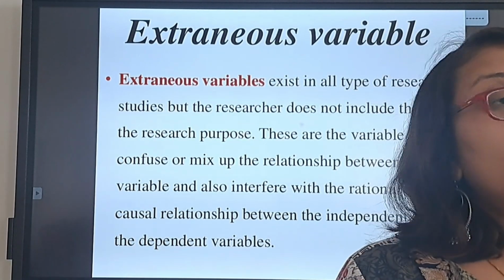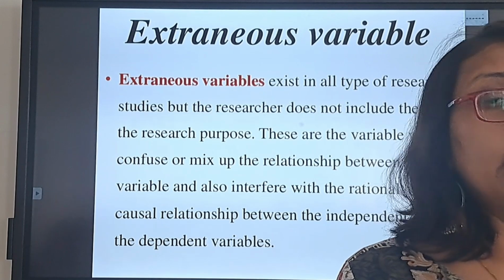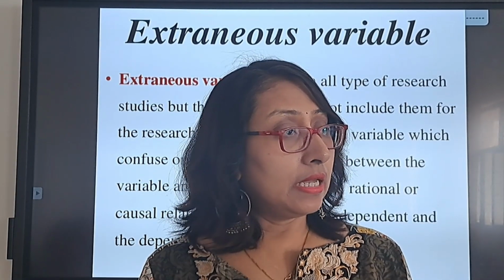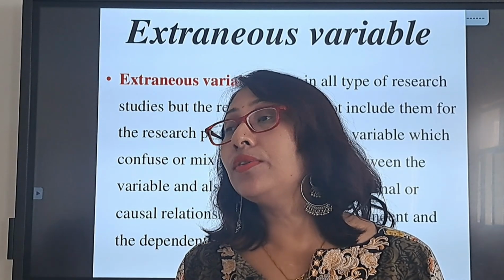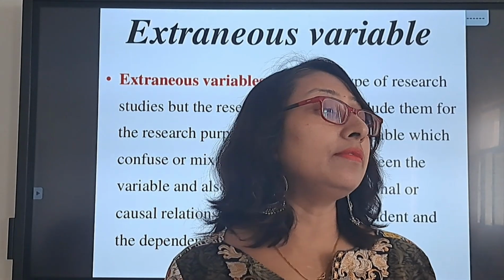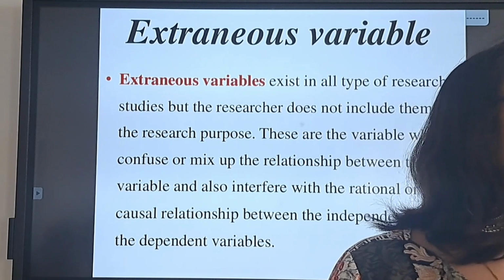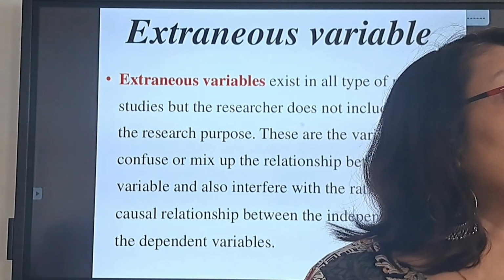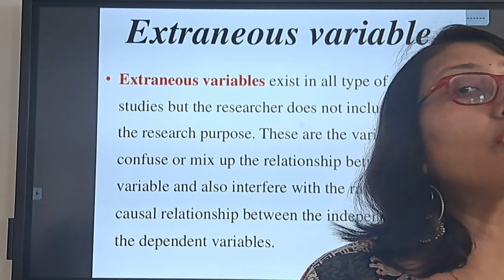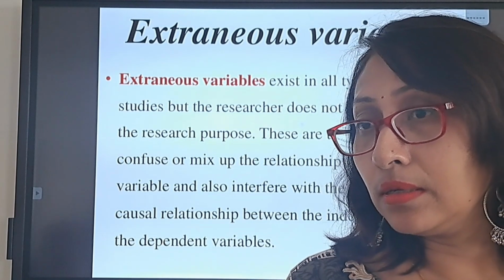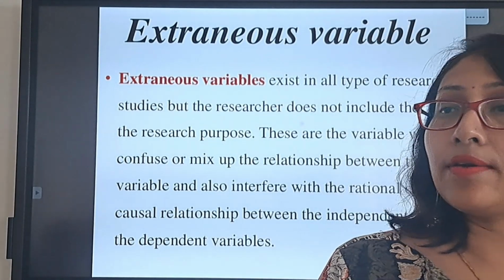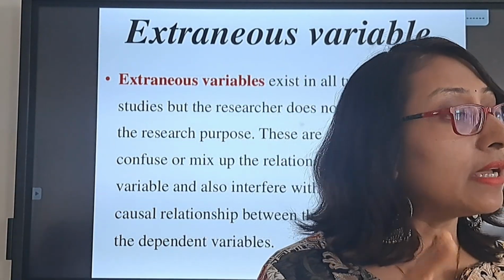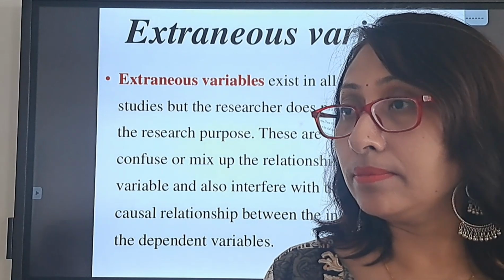Like for example, certain variables, example age, gender, socioeconomic status, family income, source of information. These are certain variables which are called extraneous variables. That means these variables are not in your control. The researcher has no control on these variables. And these variables will have an impact on the relationship between the dependent and the independent variable.